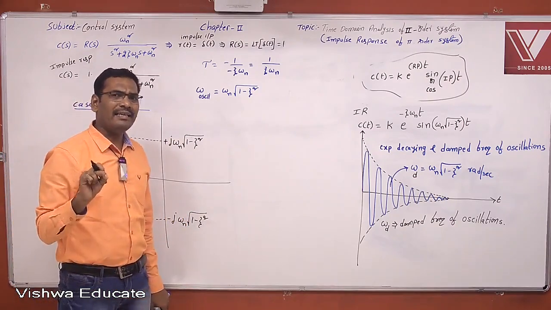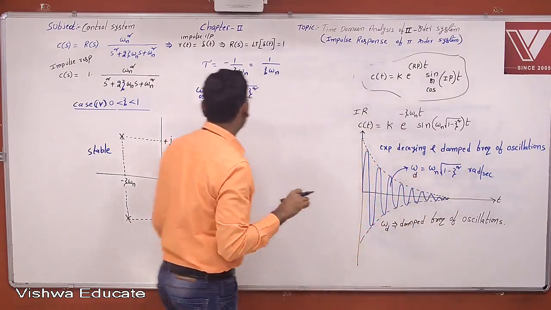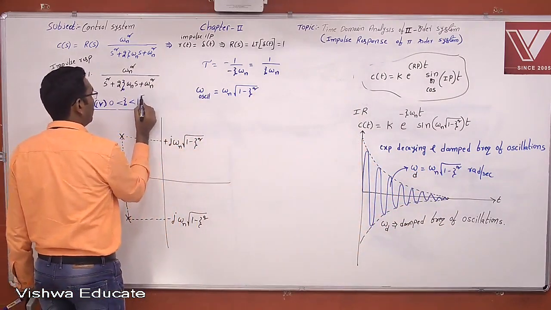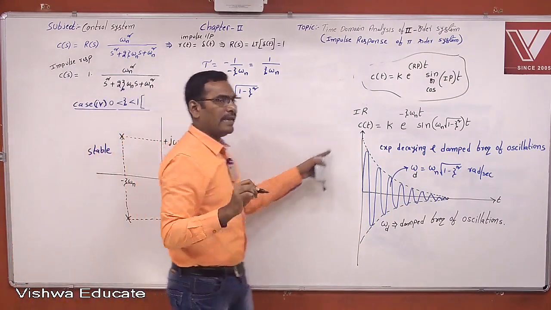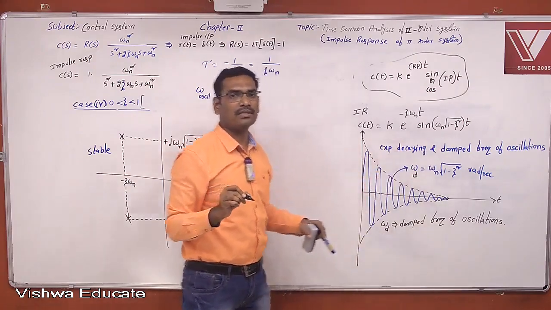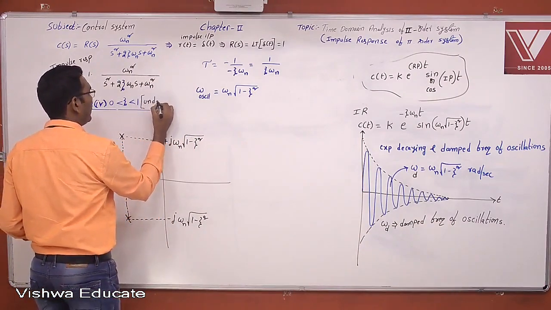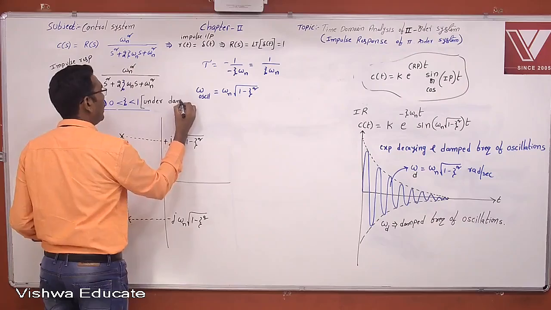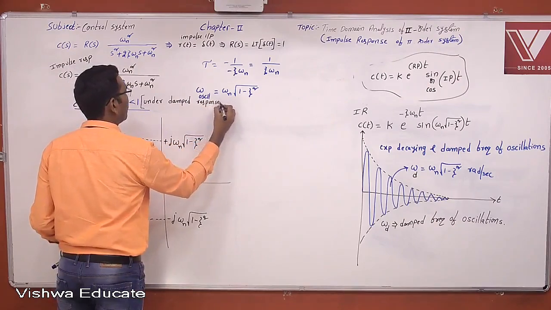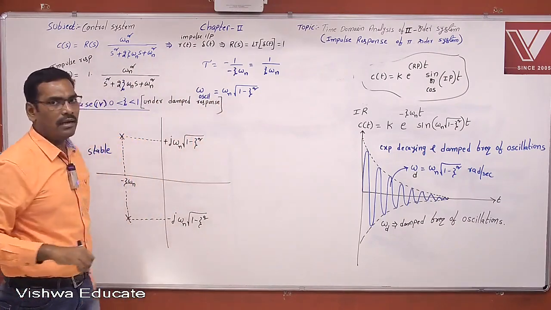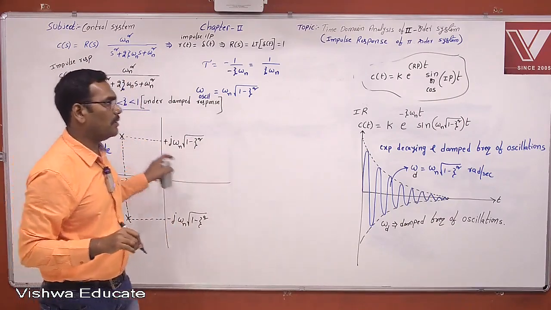Remember the students, any response producing exponentially decaying and damped frequency of oscillations is called as underdamped response. This is the underdamped response. And practically we prefer damping factor zeta less than 1 because the system is stable. Okay, note down this.